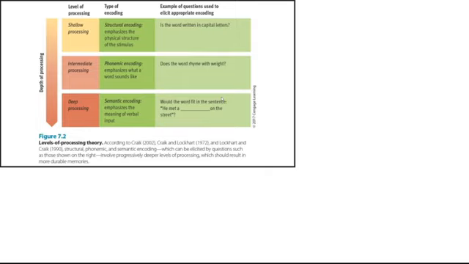And then deep processing, this is when we're really starting to make connections with things. So this would be like semantic encoding, and semantic just means meaning. So you emphasize the meaning of what you're saying. So if you were asked, does this word fit into this sentence? That's asking you to understand that word's meaning and how it relates to something else. So again, deeper encoding.